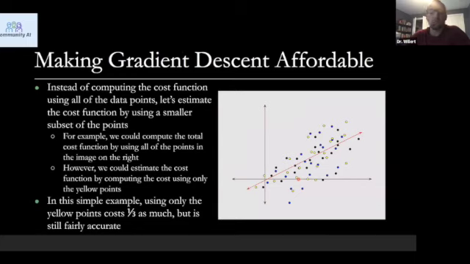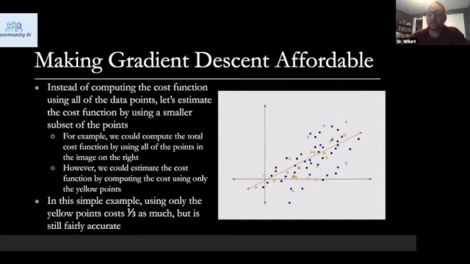And what we do is we can take some subset of the points. We'll call this a batch of points. And we could compute the function just using, say, the yellow points in this picture. And this will be an estimate of the cost. It's not going to be exact. But if we pick these points randomly, it should do a pretty good job. And again, we're not trying to be perfect. We're just trying to get a good estimate of the cost. And we'll use those same points to get an estimate of the gradient.